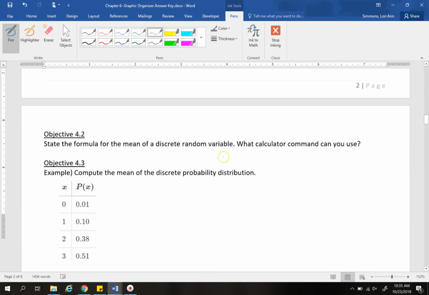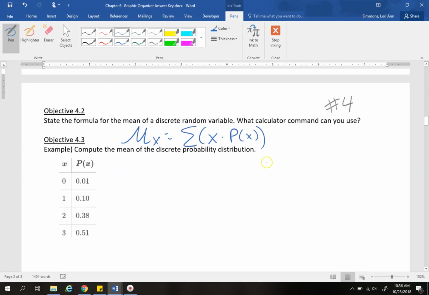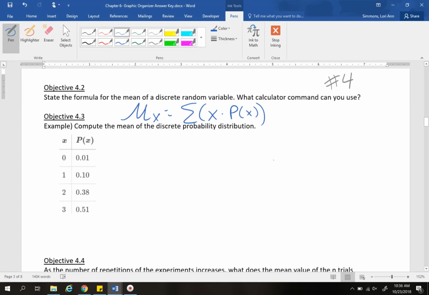State the formula for the mean of the discrete random variable, and what calculator command would you use? We would use number 4, and the formula is mu sub x is equal to the summation of x times the probability of x. Let's do this by hand, and then let's do it by our calculator.